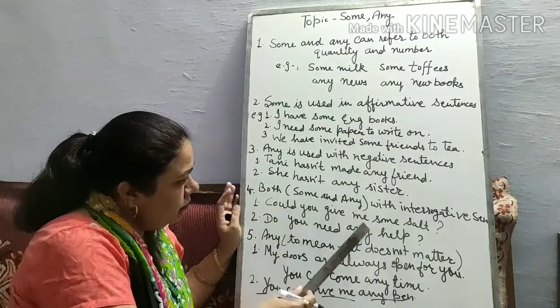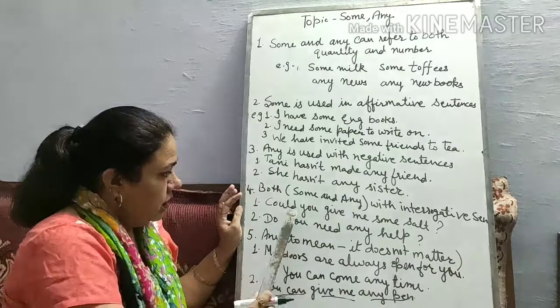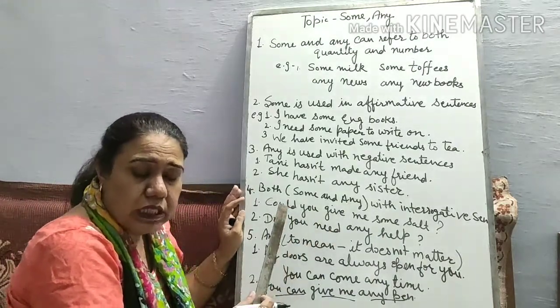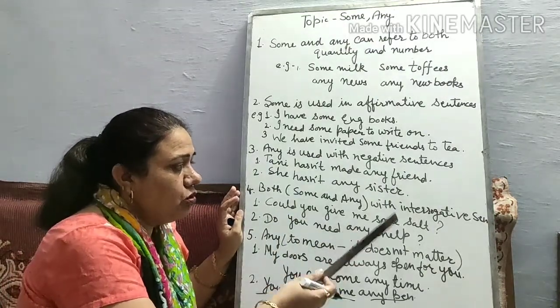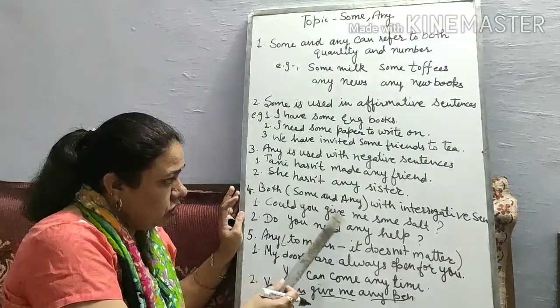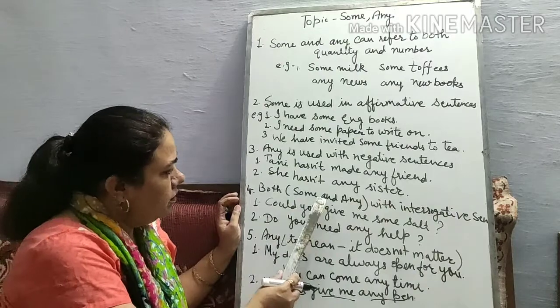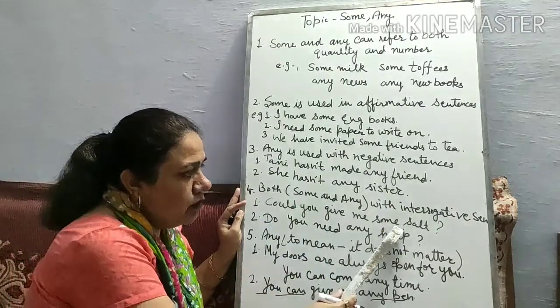So how will we make the sentences? Could you give me some salt? Questions come in yes or no form also. It is a polite request also. On a yes or no question the answer will be yes or no. So when we write interrogative sentences, we use both some and any. Could you give me some salt?